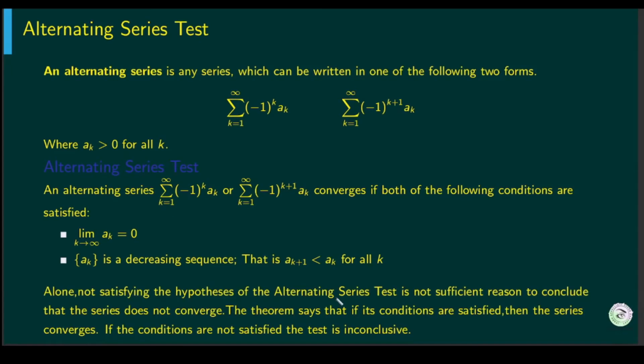But not satisfying the hypothesis of the alternating series test is not sufficient reason to conclude that the series does not converge. This theorem says if the conditions are satisfied, then the series converges. If the conditions are not satisfied, the test is inconclusive. So actually we cannot apply the test, no? But remember one thing: in case a_k is not going to 0, then I can say this is divergent, from the divergence test, because this limit has to go to 0 if the series converges. So if it's not 0, the divergence test says the series diverges. That is not from the alternating series test. So these two conditions have to be satisfied for the alternating series test.